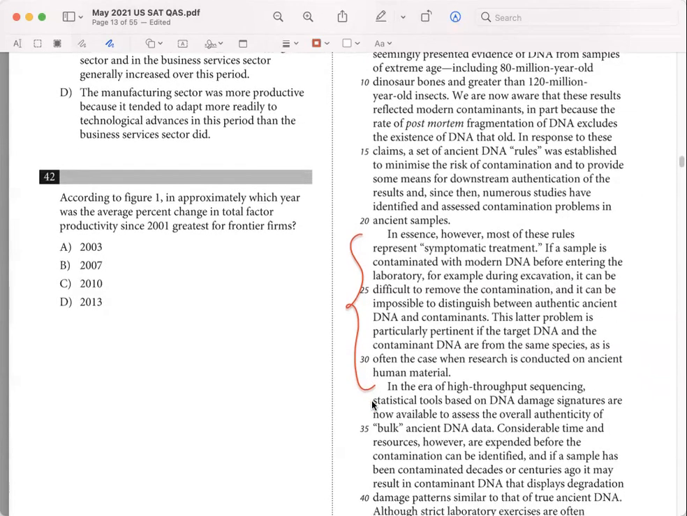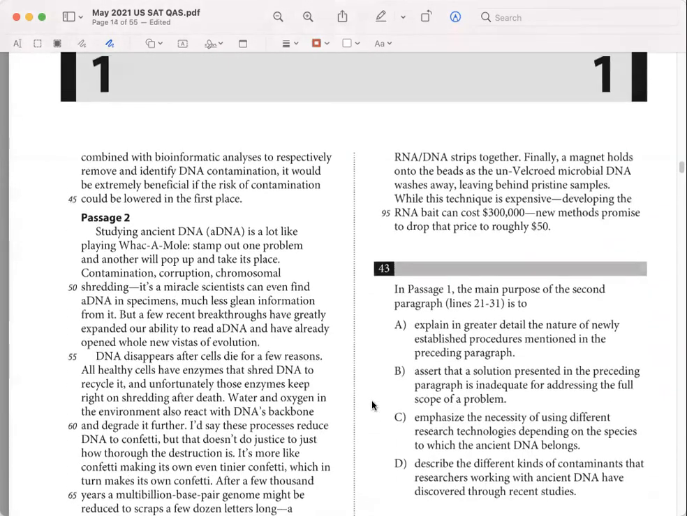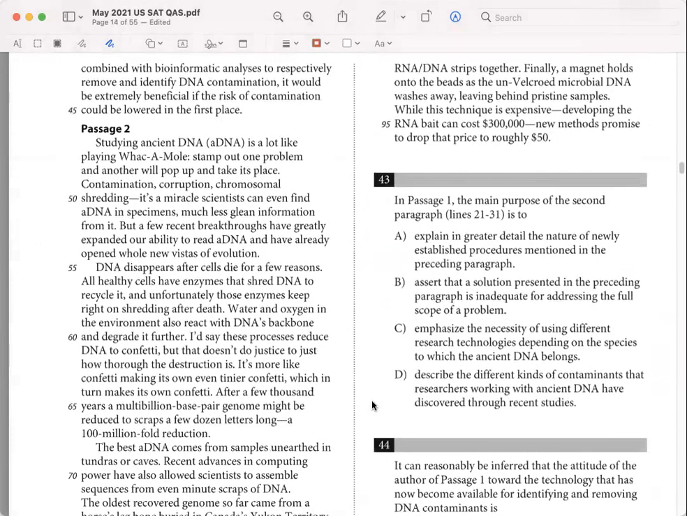This latter problem is particularly pertinent if the target and contaminant DNA are from the same species. So the main purpose is to: A, explain in greater detail the nature of newly established procedures mentioned in the preceding paragraph. B, assert that a solution presented in the preceding paragraph is inadequate for addressing the full scope of a problem. C, emphasize the necessity of using different research technologies depending on the species to which the ancient DNA belongs. D, describe the different kinds of contaminants that researchers working with ancient DNA have discovered through recent studies.